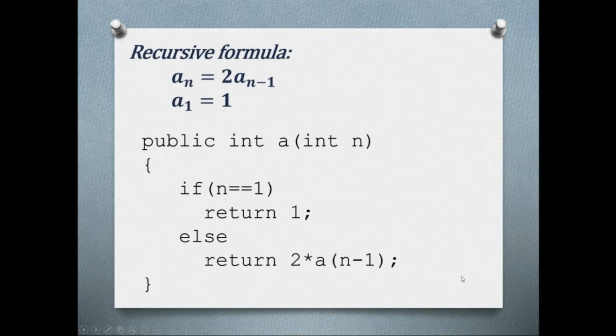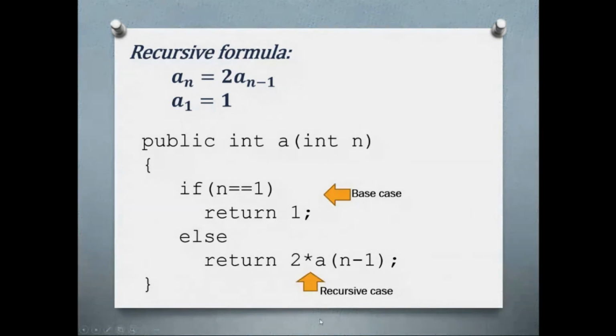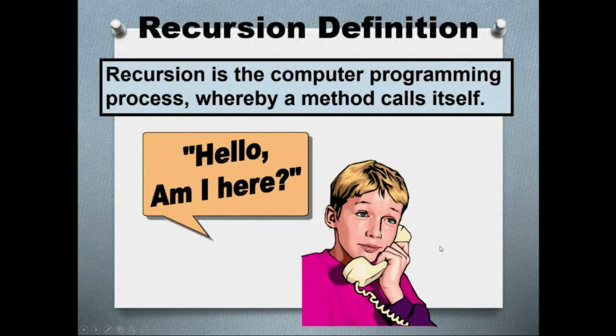How easy is that? So you can say the stop case is the base case, and if you call the method itself, that is the recursive case. So recursive means basically you call yourself.